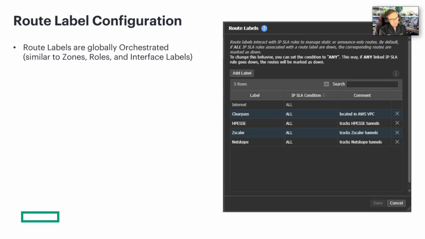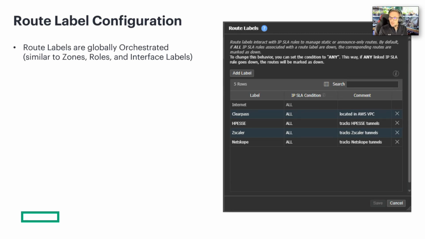Whenever we say globally orchestrated, we're talking about an artifact that is sent to all appliances everywhere, period. You do not get a say in the matter. You configure zones, for instance, they just go everywhere. You configure roles, they are globally orchestrated along with their GPID values. Overlay, all these things are globally orchestrated. Route labels the same way.